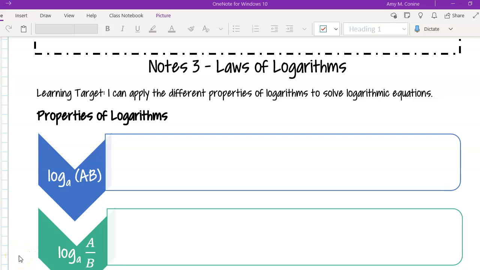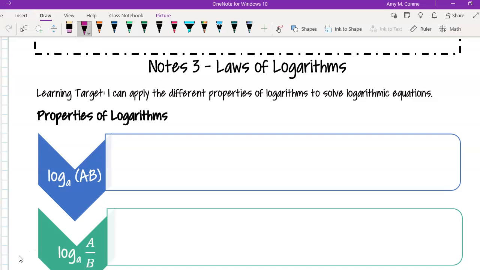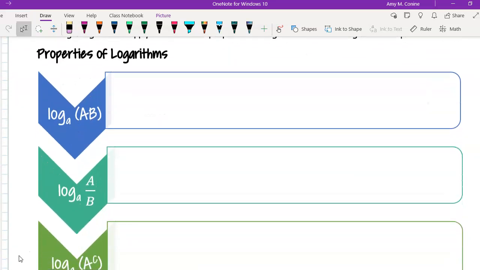Hey guys, we're going to talk about notes 3, laws of logarithms. There are different things we can do to simplify logs and get answers a little quicker. There are three properties that you do have to know. The first one is if you have log base a of a product, that's really what we have here, a product. If you have a product with the same base, you can separate it into an addition problem.